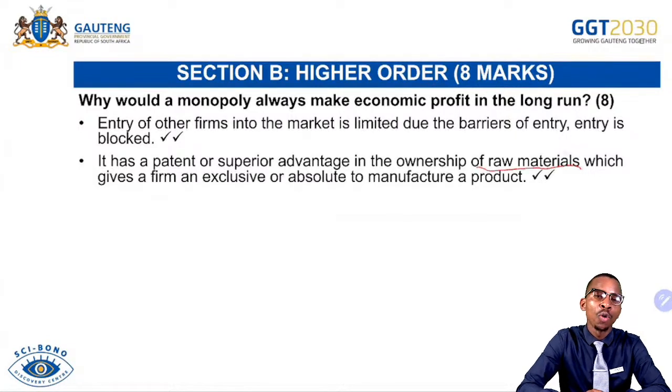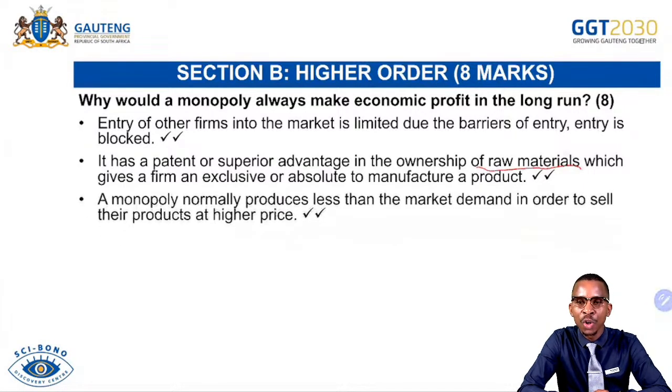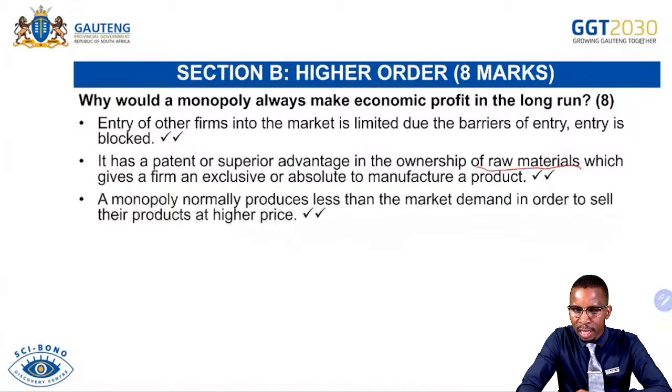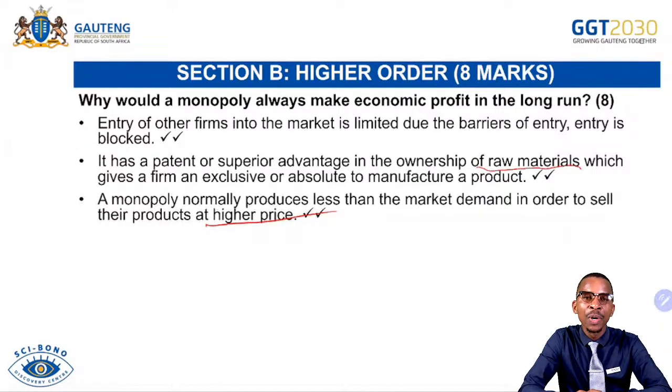a particular raw material through patents, no firm will be allowed to enter and compete with that particular firm, because the patent allows that particular firm to be the only supplier of a product or the owner of a resource that is required to produce a particular product. A monopoly normally produces less than the market demand in order to sell their product at a higher price. We know that they always reduce output to increase their price for higher profits.